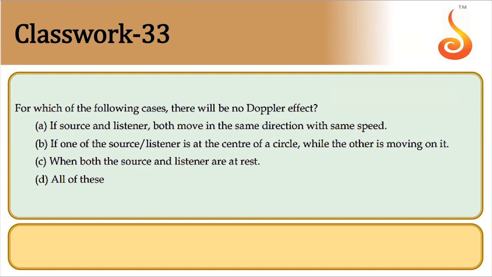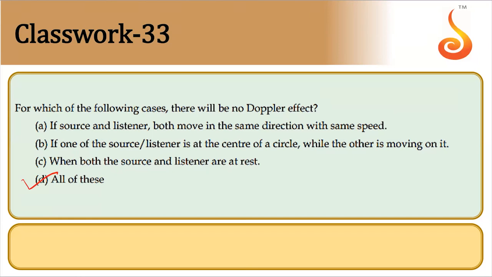See, in option A, both listener and source are moving in the same direction. There is no relative motion, so there will be no Doppler effect. In case B, one of the source or listener is at the center of the circle while other is moving on it, then the distance won't change, so there will be no Doppler effect. When both source and listener are at rest, there is no relative motion, there is no Doppler effect. So correct answer is all of these. Not just C, all the three are correct.